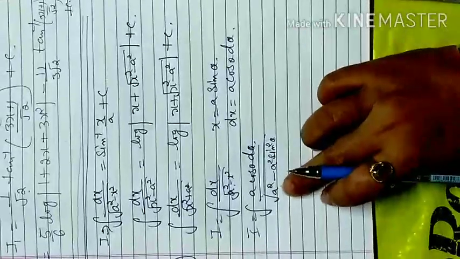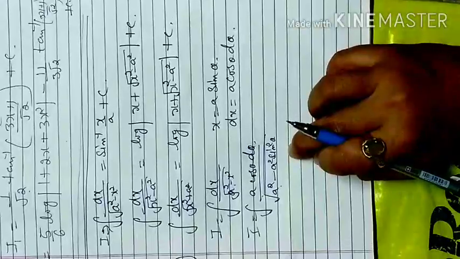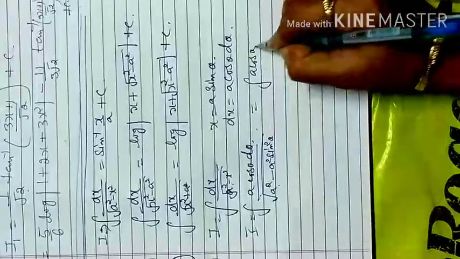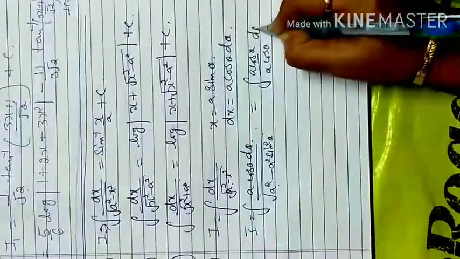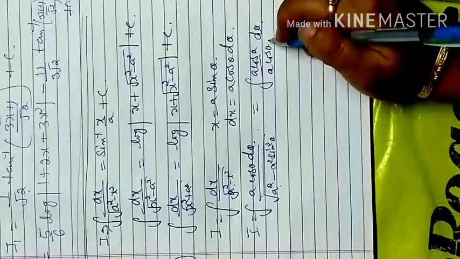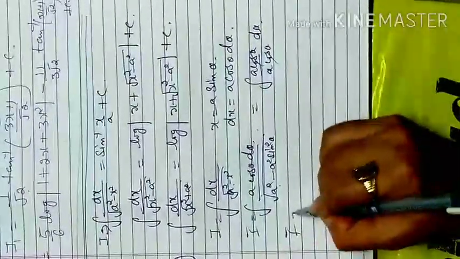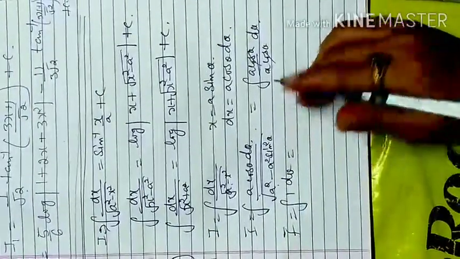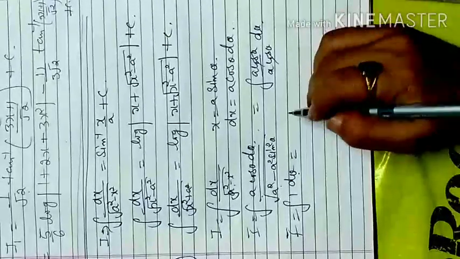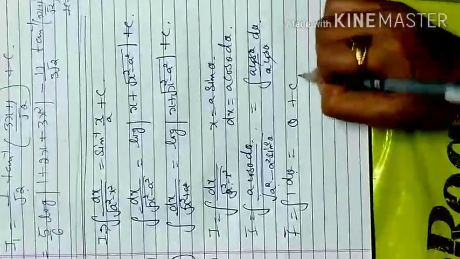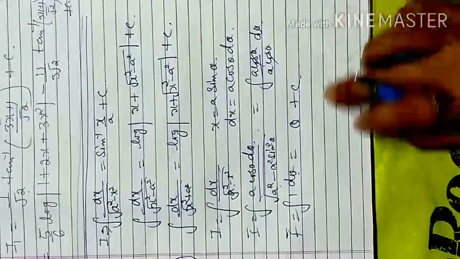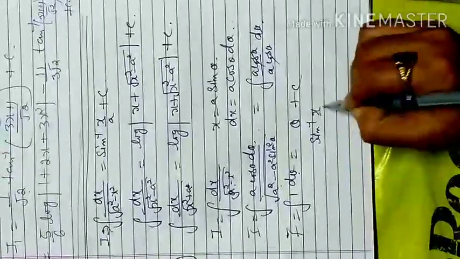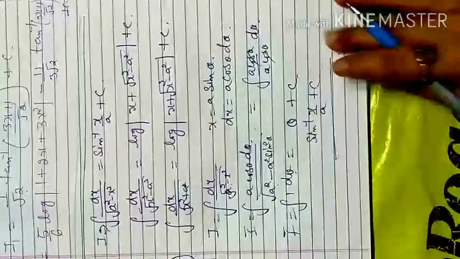Now when you take a square common, 1 minus sine square theta becomes cos square theta, and the square root will cancel. So what is left is a cos theta upon a cos theta d theta. The same terms are left and will cancel. So I is equal to integral 1 d theta, and the integration of 1 is whatever variable you are integrating, so that is my answer, theta plus c. Now you extract the theta value from here, so it becomes sine inverse x by a plus c. So that is my required way.